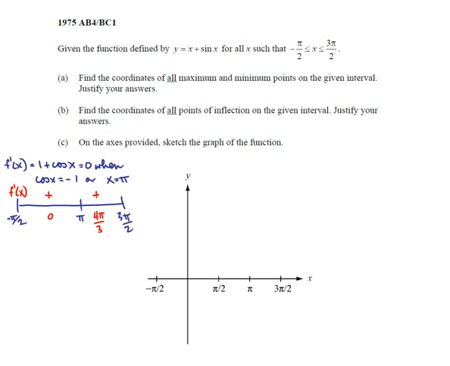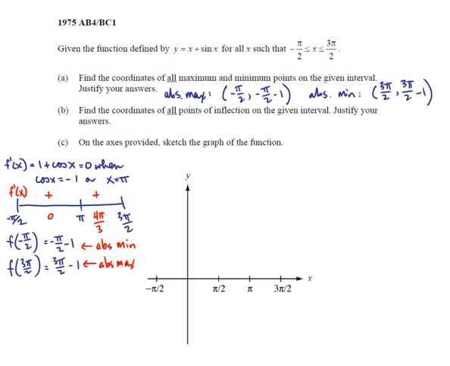And so we only have to test the endpoints in that case. So we're looking for f of negative pi over 2 in the original function. That's going to give us negative pi over 2, and sine of negative pi over 2 is going to be negative 1. So that's negative pi over 2 minus 1. So f of 3 pi over 2 is going to give us 3 pi over 2. Sine of 3 pi over 2 is also negative 1. And so I record the coordinates for the absolute maximum and the absolute minimum there.